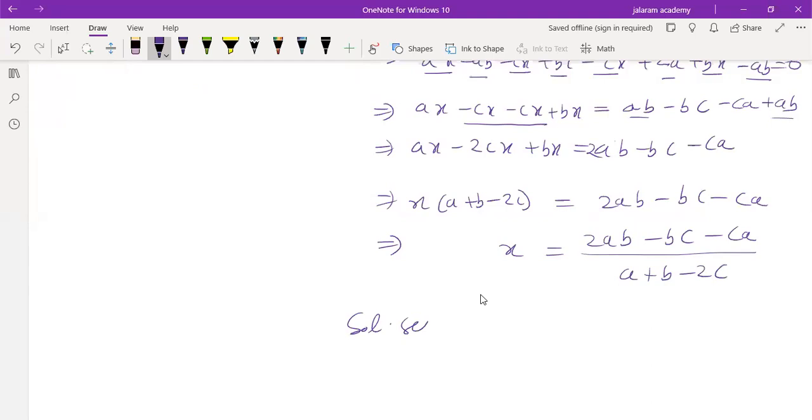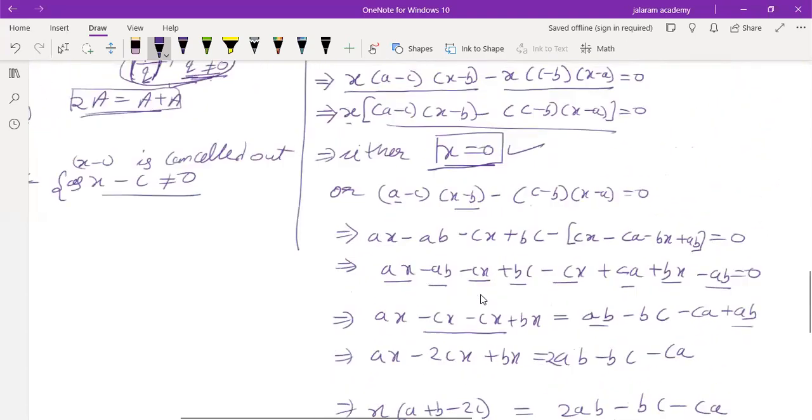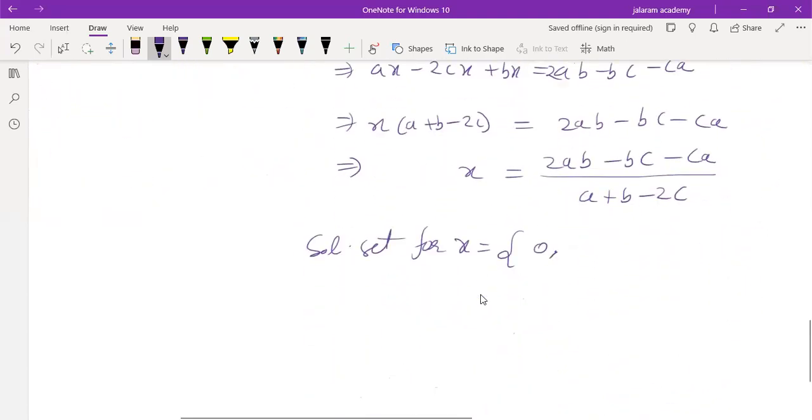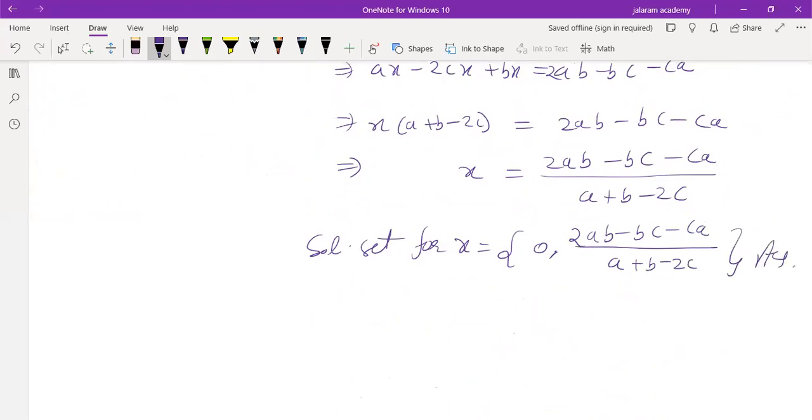Is that clear to you? So the solution set is x equals 0, one value we have already calculated, and the second is (2ab minus bc minus ca) over (a plus b minus 2c), which is the answer. Is that clear to you?